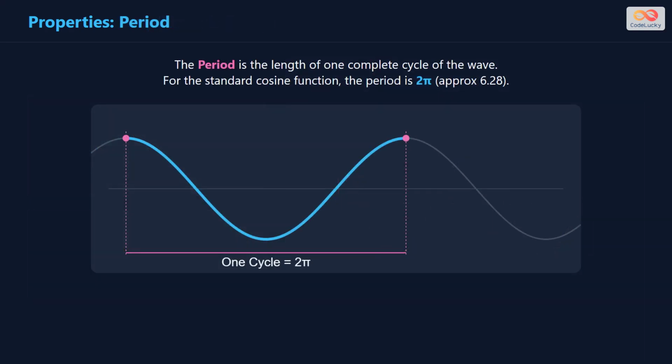Another crucial property is the period. This is the horizontal length required for the wave to complete one full cycle before it starts repeating. For the standard cosine function, this length is 2 pi radians, which is approximately 6.28.